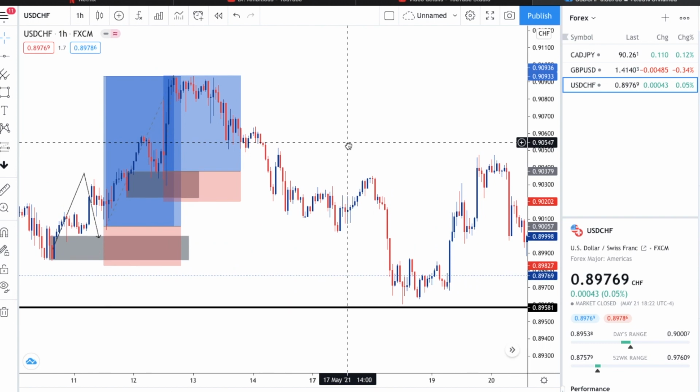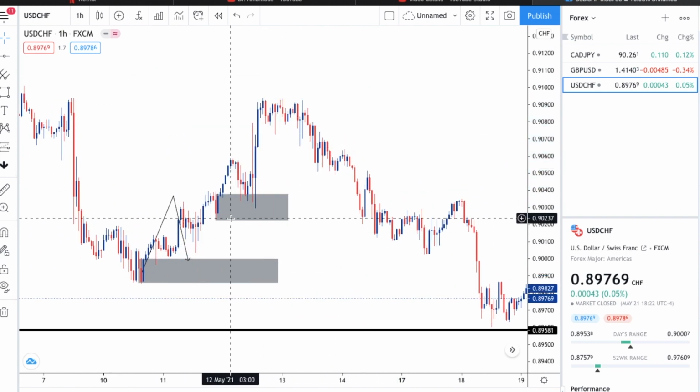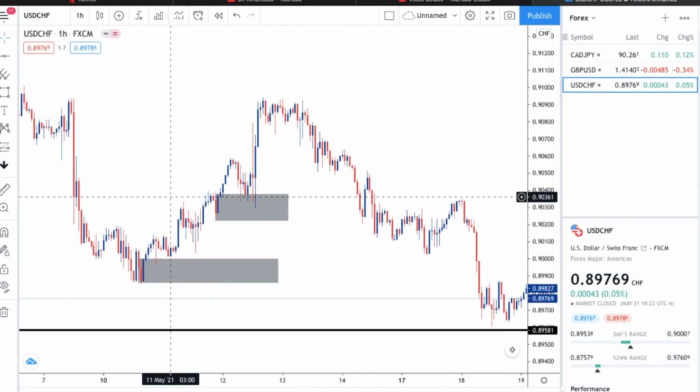So let's see what else is going on. If you are trying to sell the market, let's see a downtrend, and now you can trade supply and demand.